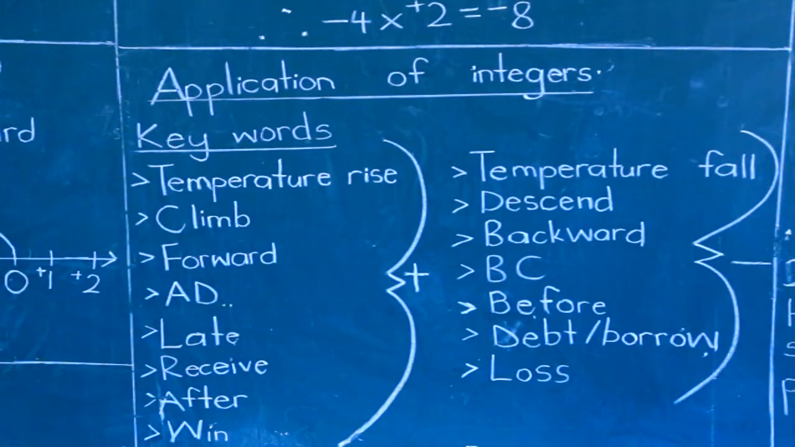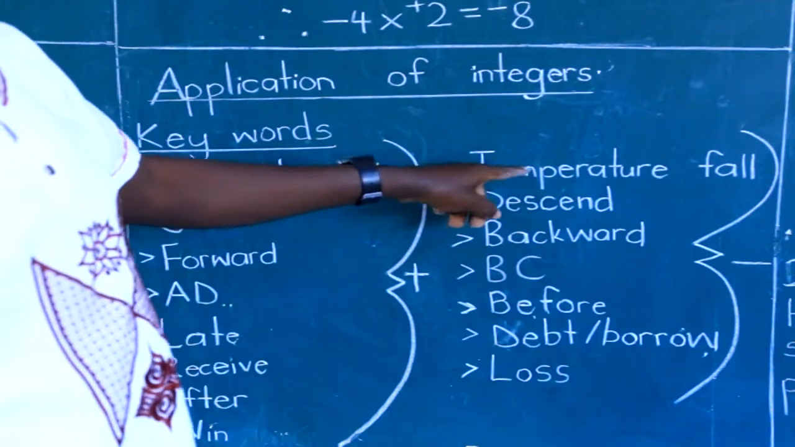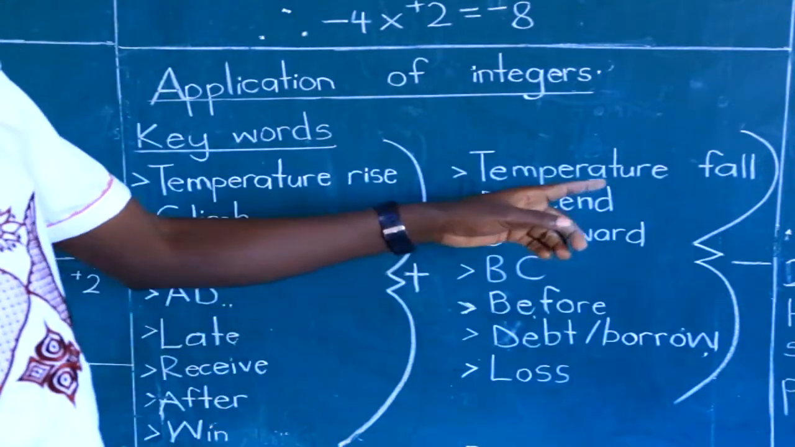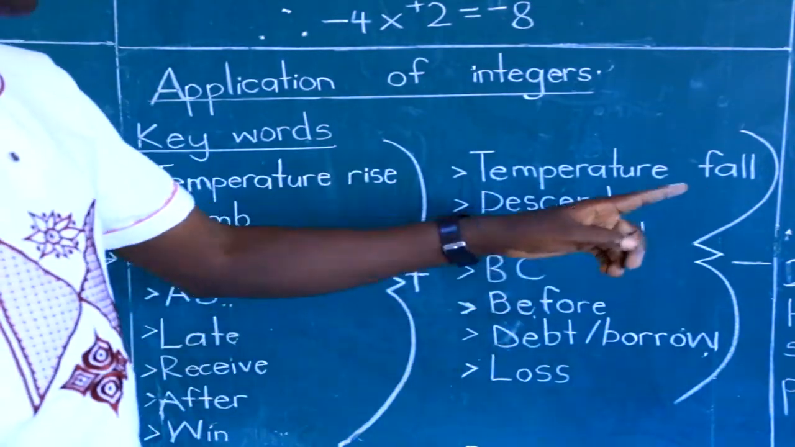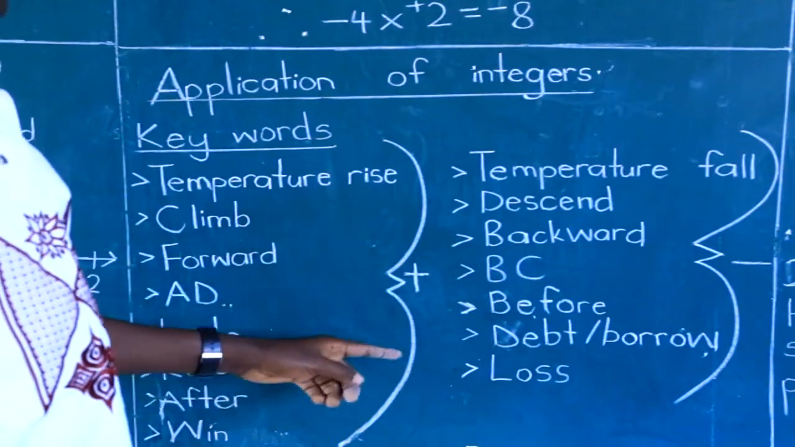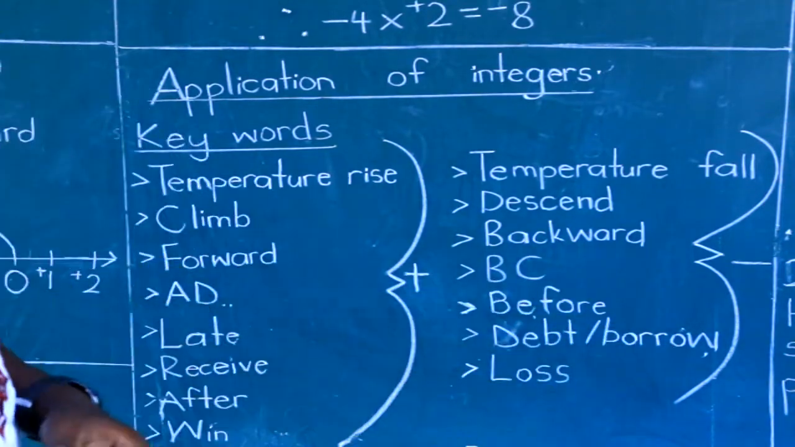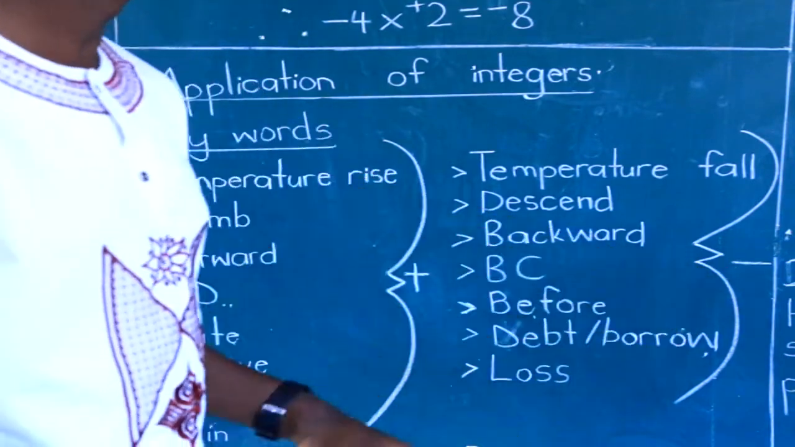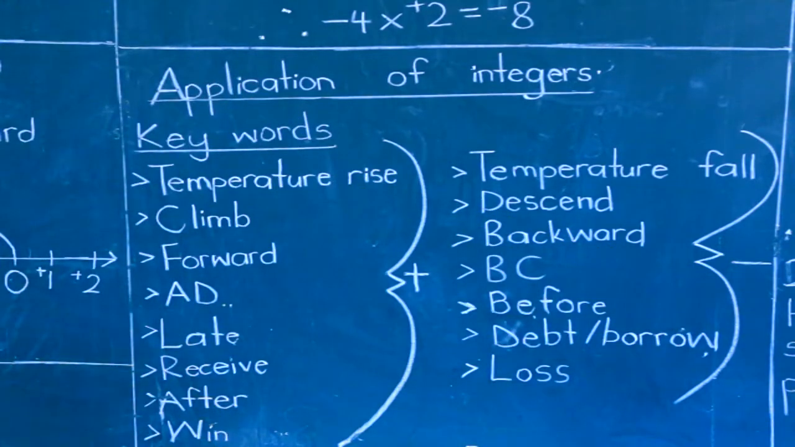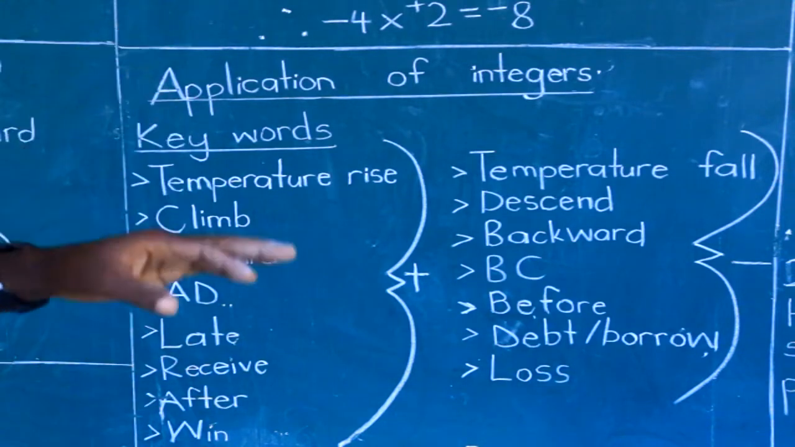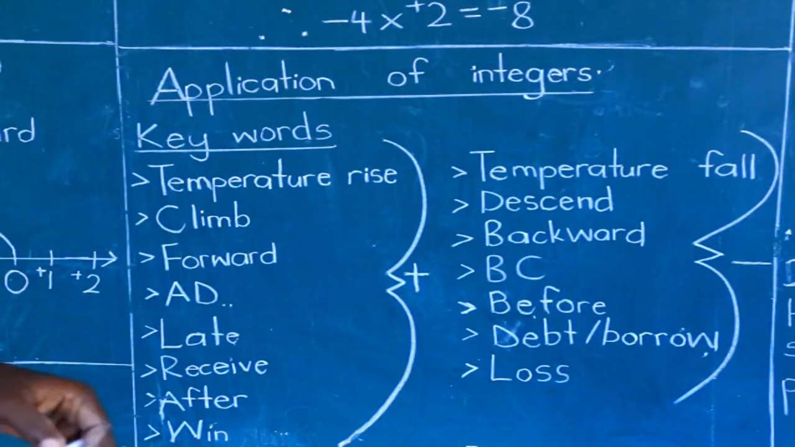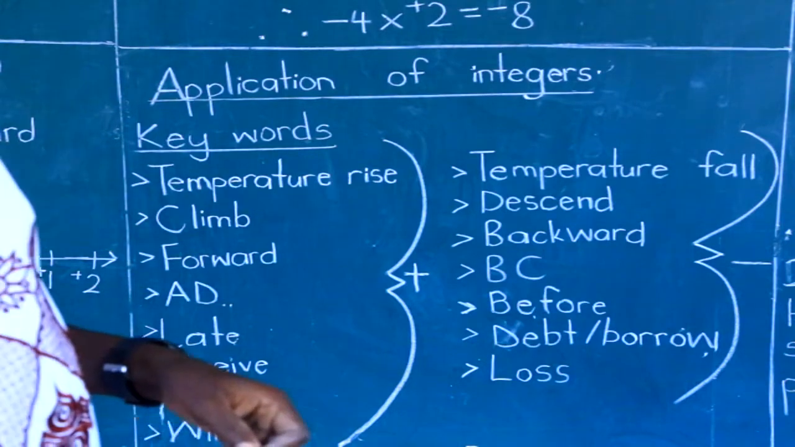So whenever you see words like temperature rise, climbing, forward, AD, late, receive, after, and win, you apply positive integers. Then words like temperature fall, descend, backward, BC, before, date, or the word borrow, and loss, you apply negative integers. So we are going to use those words. Any of those words cited, know what integer they actually apply.